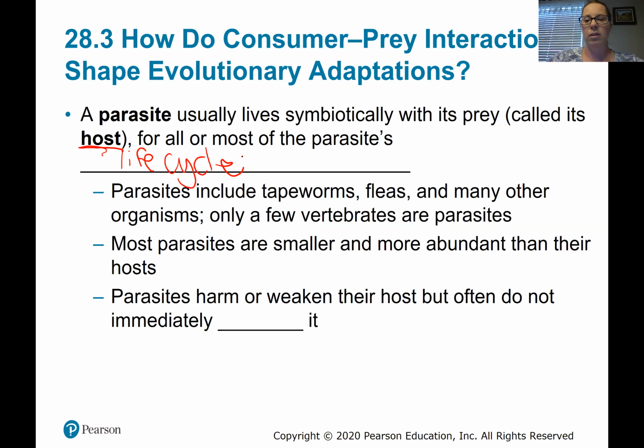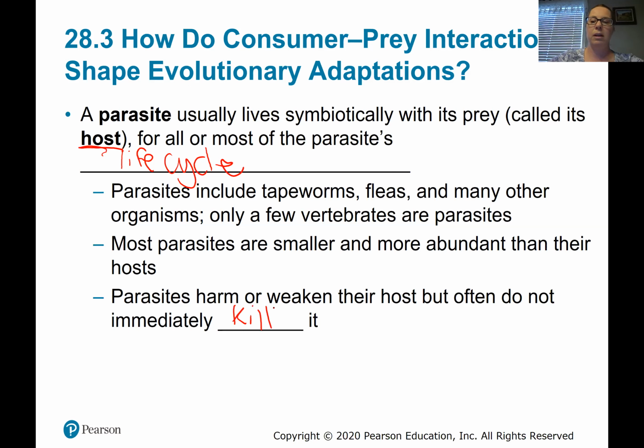A lot of times they're going to be arthropods, so class Insecta or class Arachnida. A lot of times those are the parasites, but not exclusively, because we can have the helminths, Platyhelminthes, phylum Nematoda, and so forth. Parasites harm or weaken the host, but often do not immediately kill it.